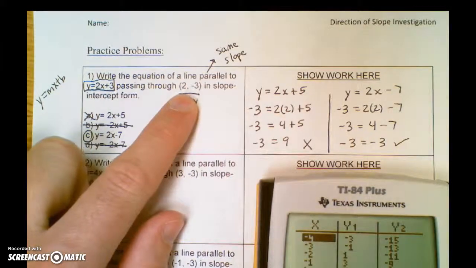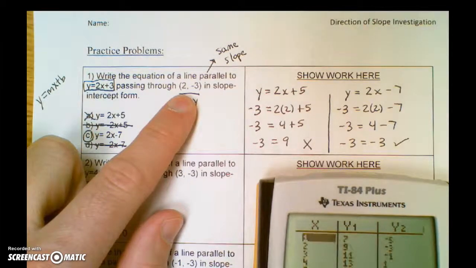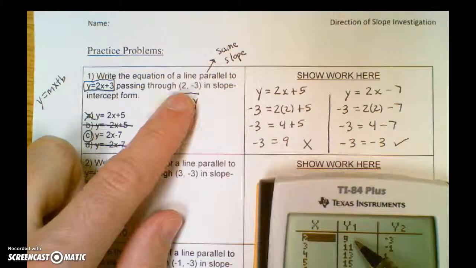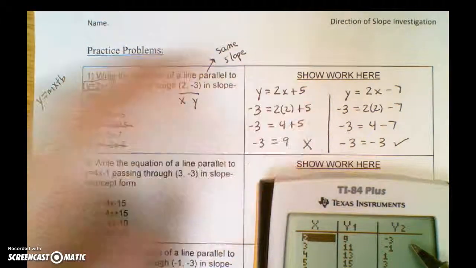I'm going to go down to where x is equal to 2, and I'm going to see which answer matches. So if x is 2 in the first equation, we got 9, and in the second equation, we got negative 3. So this is the solution that I want.